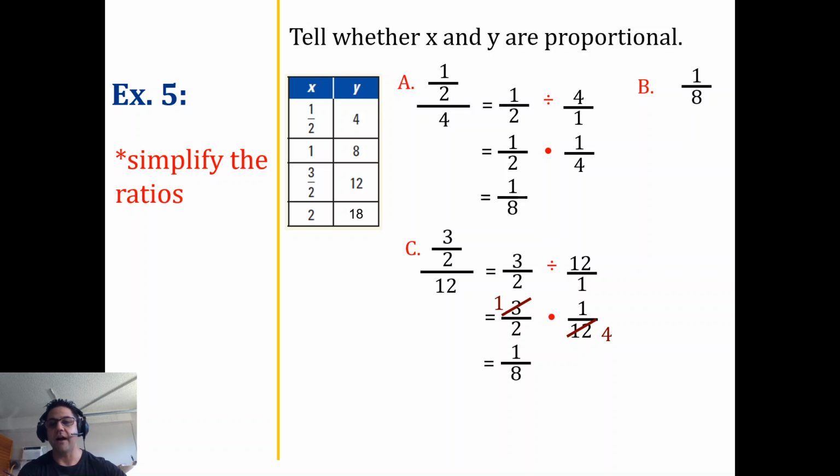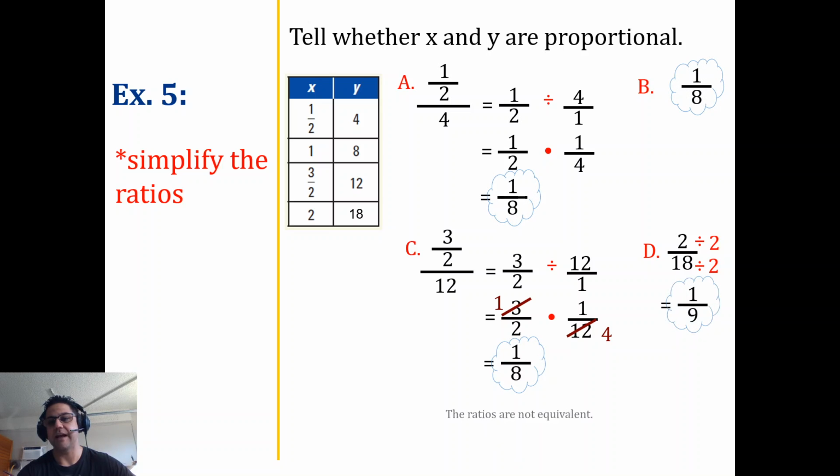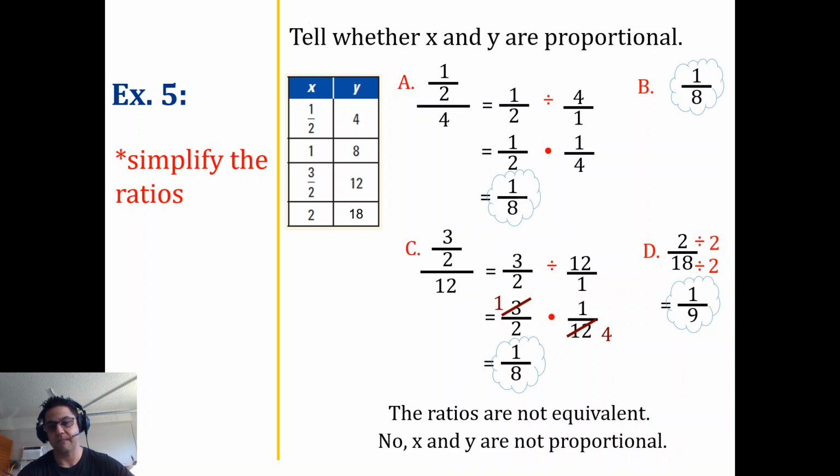So all 3 are looking really good, but some of you might have noticed on scenario D, 2 divided by 18 really becomes 1 over 9. So that 4th scenario, 1 over 9, messes up the whole idea of equivalent ratios. So even though you have 3, we don't have the 4th. So not proportional.